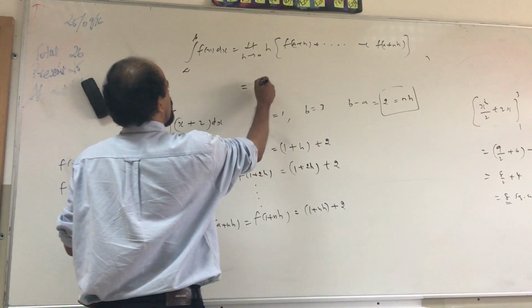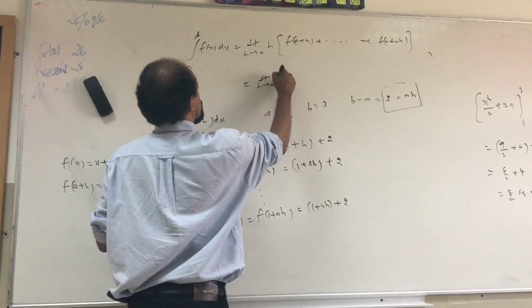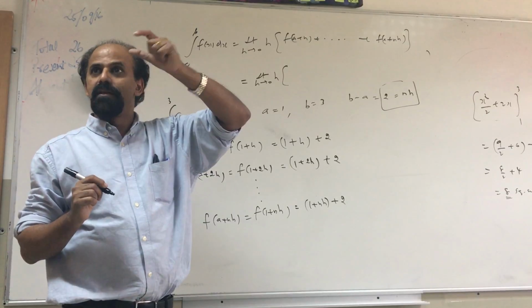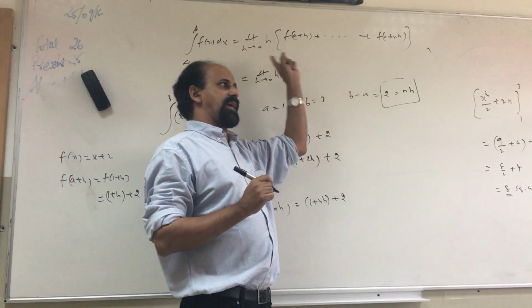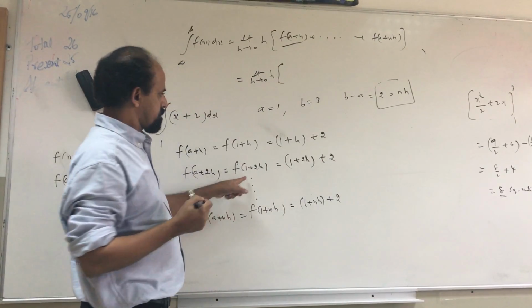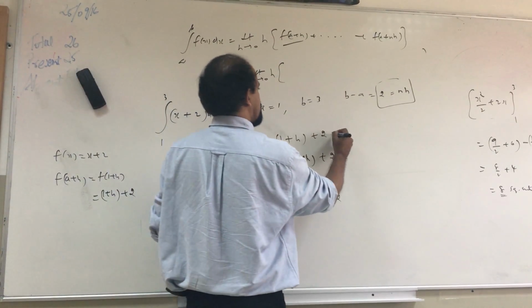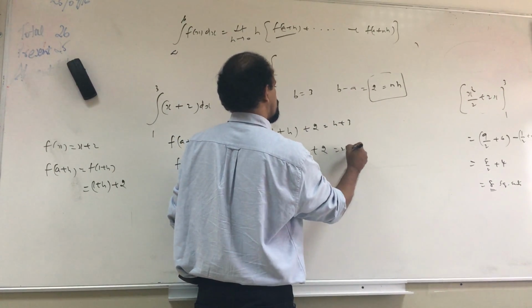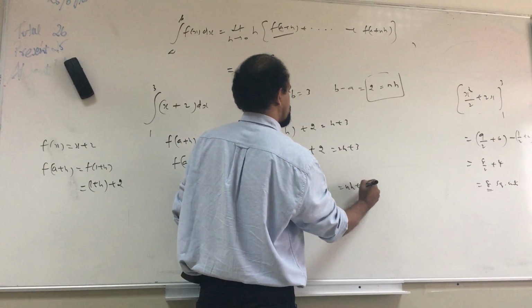Equal to limit h tending to 0. This h is already outside, that width of the rectangle, no? That was there for every rectangle, so that h is kept outside. Now what is f of a plus h? 1 plus h plus 2. Can I connect it as this 1 and 2 everywhere is there? Can we write it as h plus 3? This is 2h plus 3. This is nh plus 3.